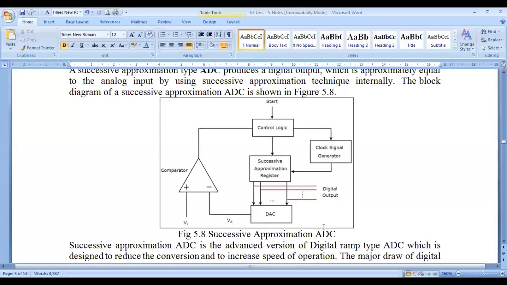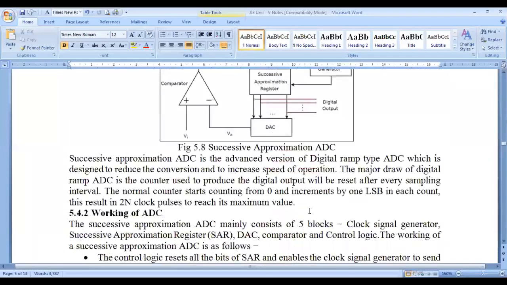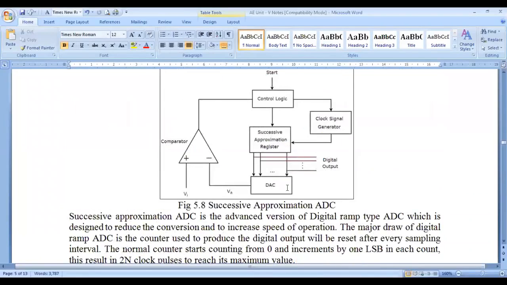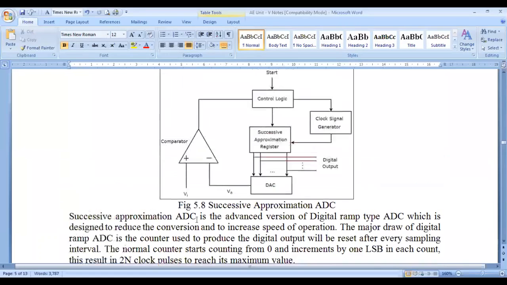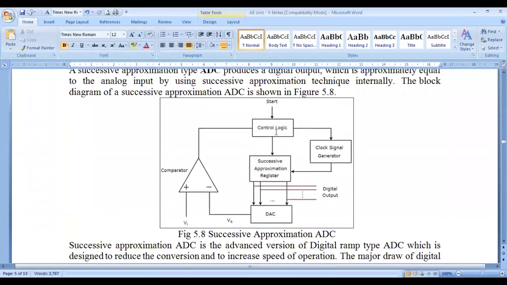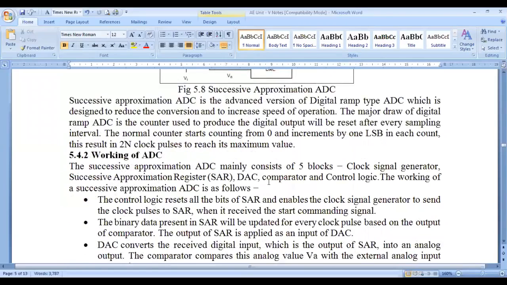Successive approximation ADC. Working of ADC. Generally, the SAR register is available here. The control logic resets all the bits of SAR and enables the clock signal generator to send clock pulses to SAR. Suppose a start signal is given. After getting the start signal, the control logic will reset all the bits of SAR to 0, thereby initiating the clock signal generator to count the number of clock pulses in the SAR register. It keeps on counting the clock pulses.